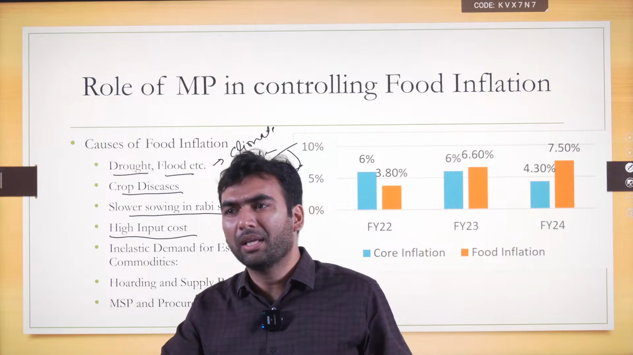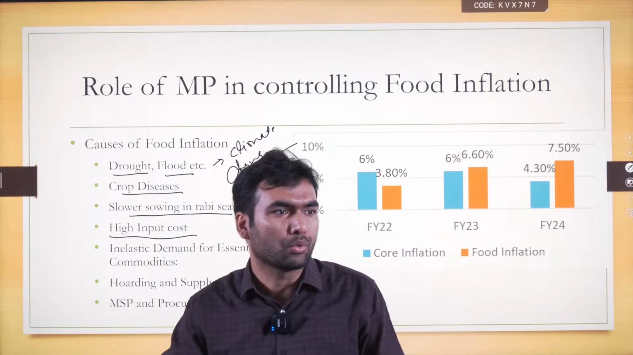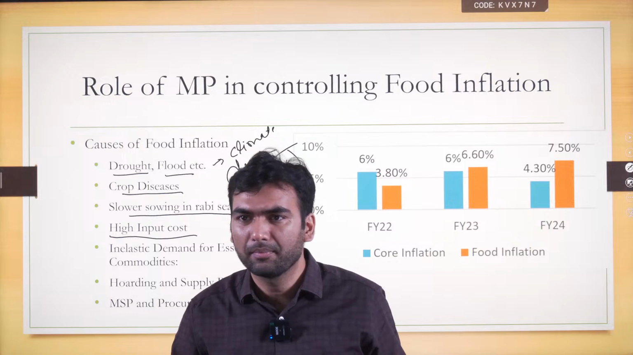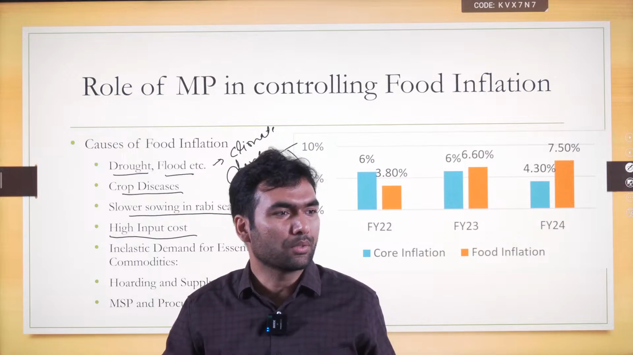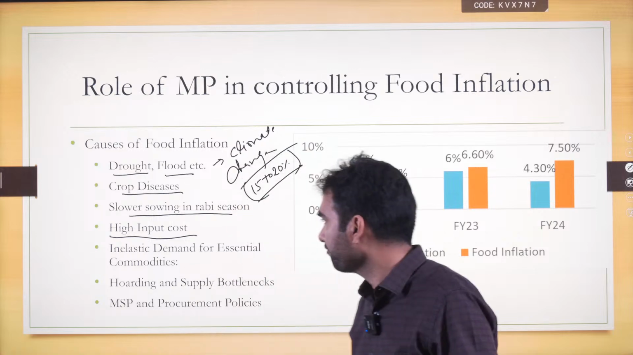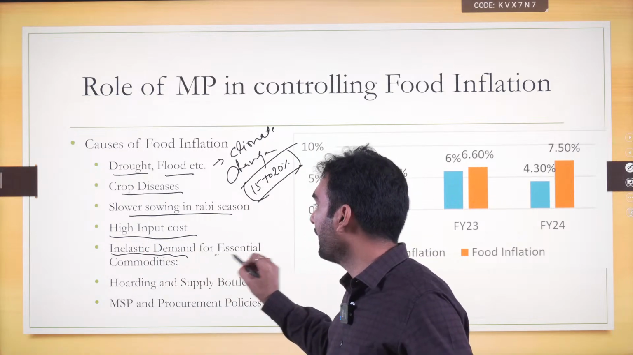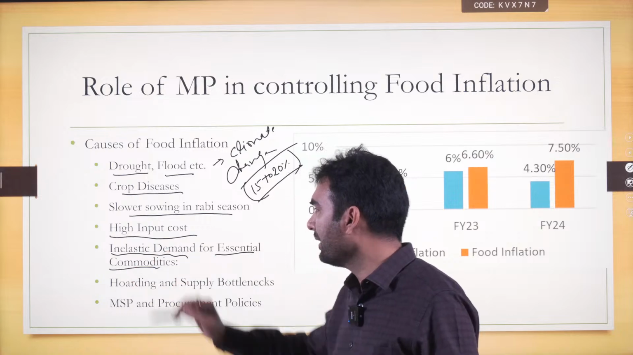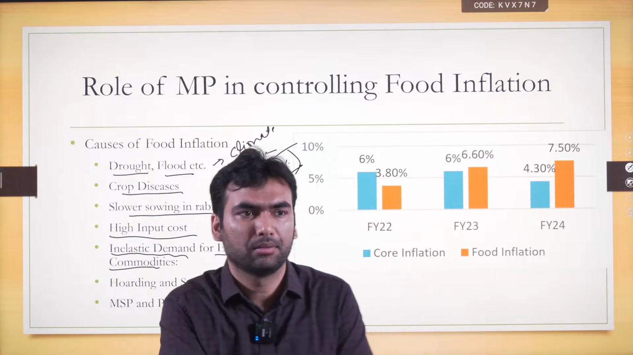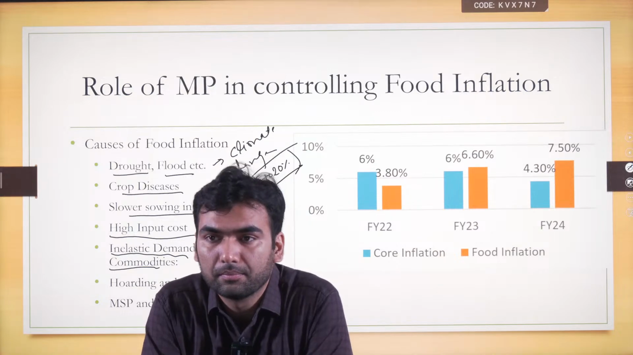Because they are also dependent on the global fuel prices. Source of fertilizer is the natural gas. So, if natural gas prices go up, the prices of fertilizer also go up. And then there is another thing, inelastic demand for essential commodities. What is this inelastic demand? Even though the price increases, demand won't decrease.